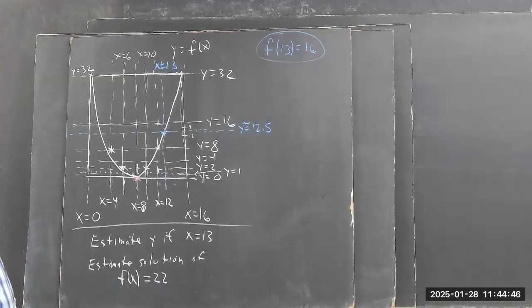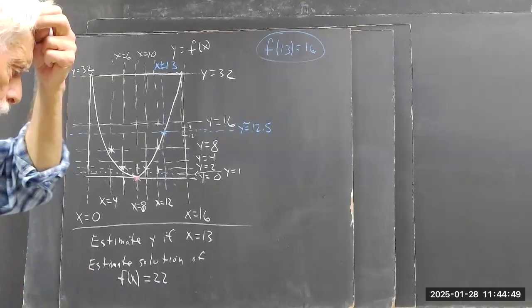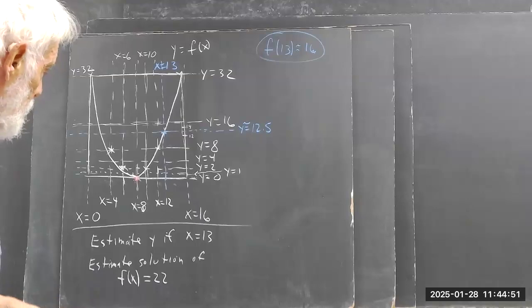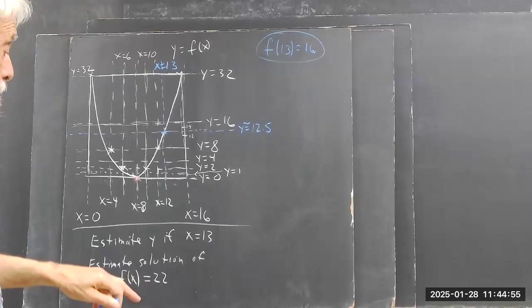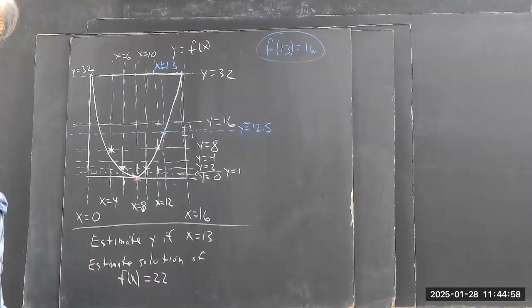Then f of x equals 22. What are we going to do about that? Well, y equals f of x. So if f of x equals 22, then y equals 22.